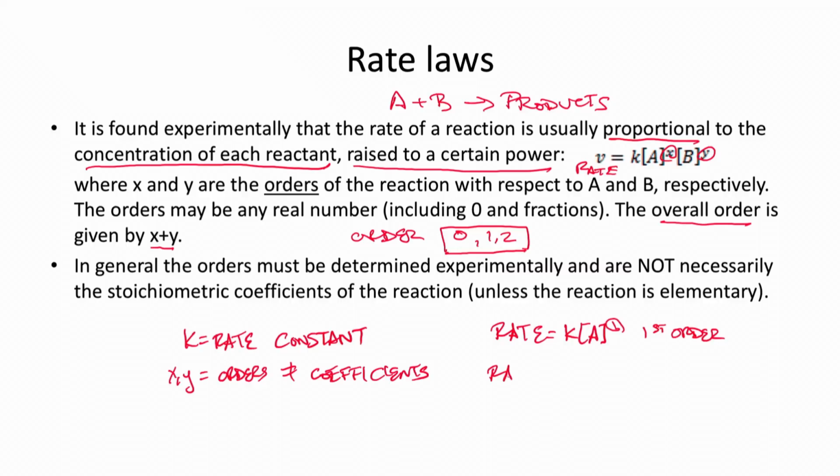But if I had something like rate is equal to k times A times B, now I can say that this is first order with respect to A because there's an exponent of 1 there, and first order with respect to B because there's an exponent of 1 there, but second order overall. If I add 1 plus 1, I get 2. So that's how you can figure out the order for a reaction.